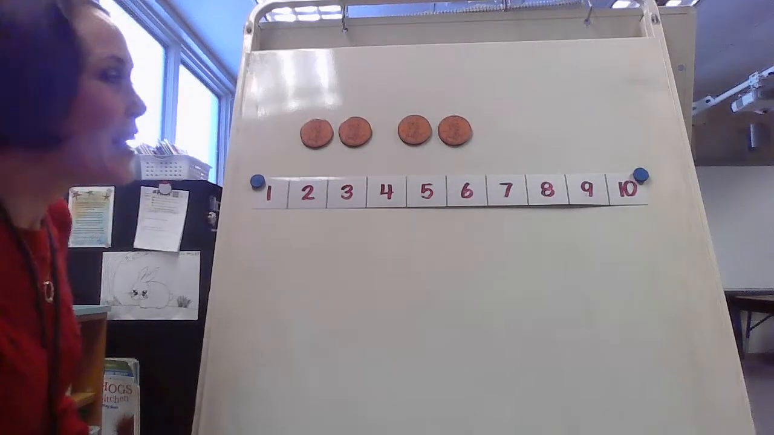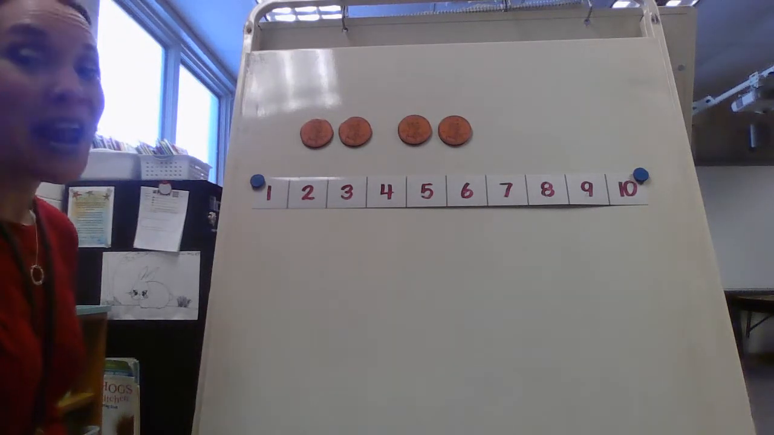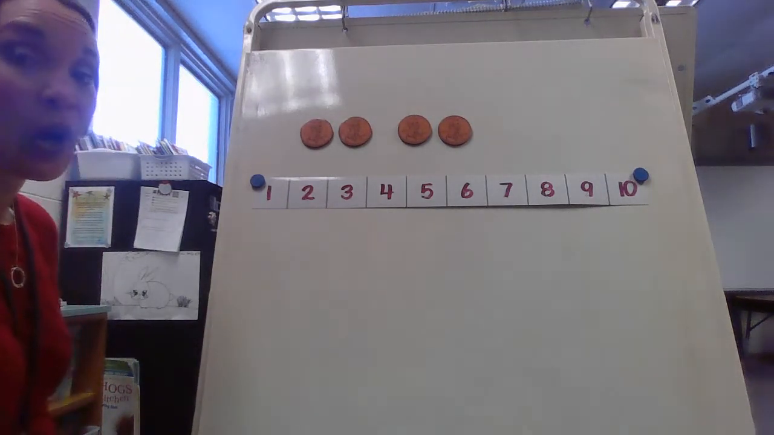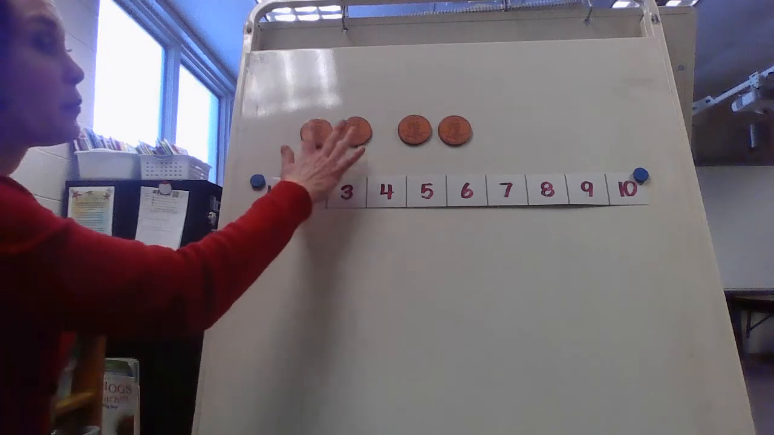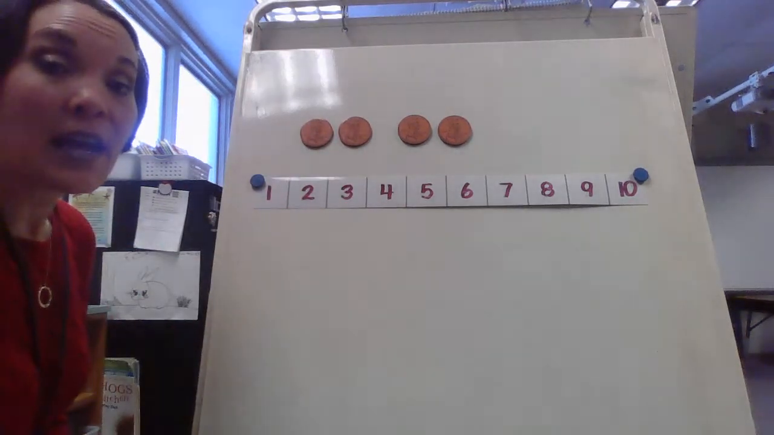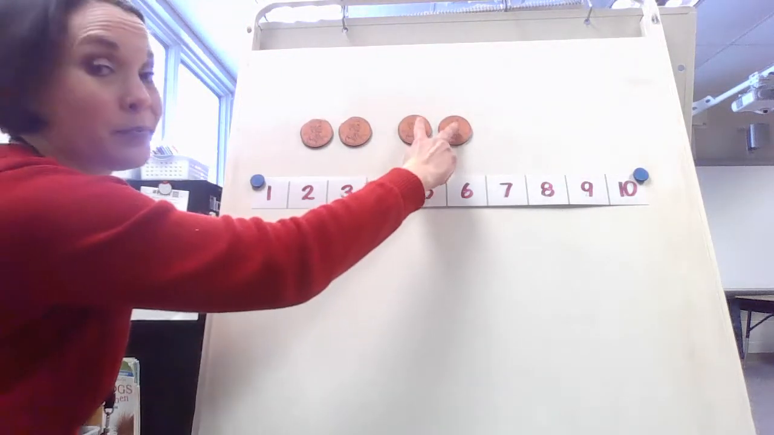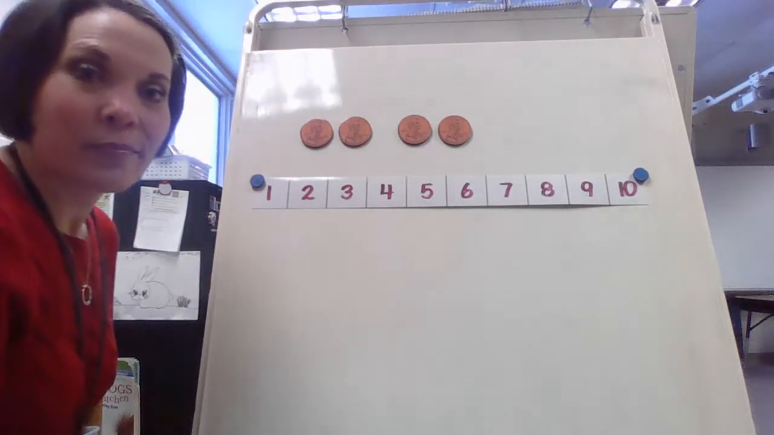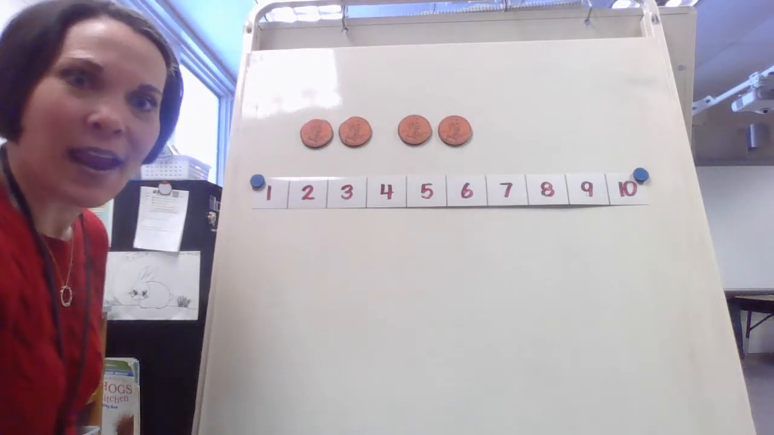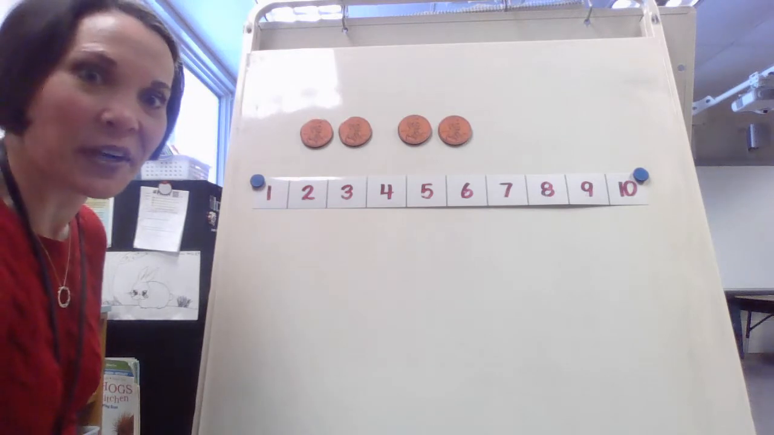So stay tuned. We have one more story. Okay, and we're back. Here is our final story. Anna's mom gave her 2 pennies. Anna's dad gave her 2 more pennies. How many pennies does Anna have in all?